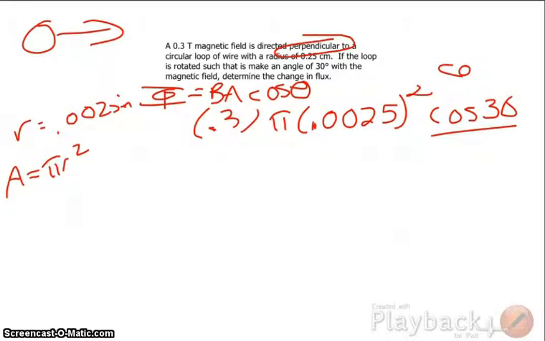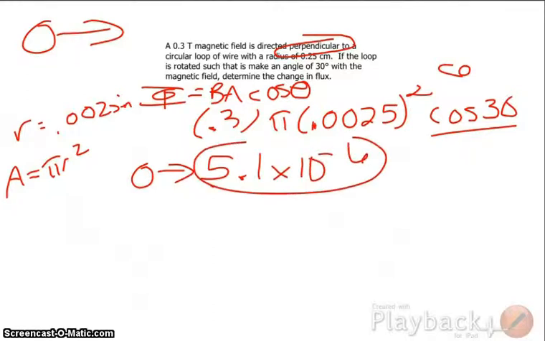So 0.3 times pi times 0.0025 squared times cosine of 30. So our flux went from 0 to 5.1 times 10 to the negative 6th. So this is our change in flux.